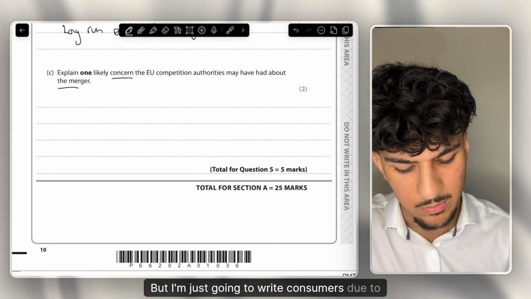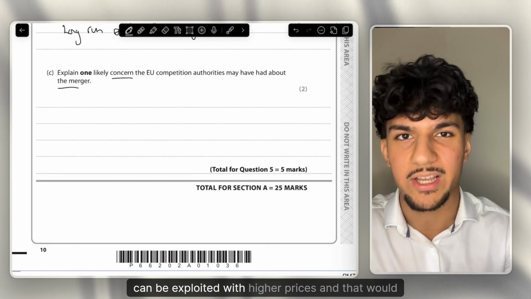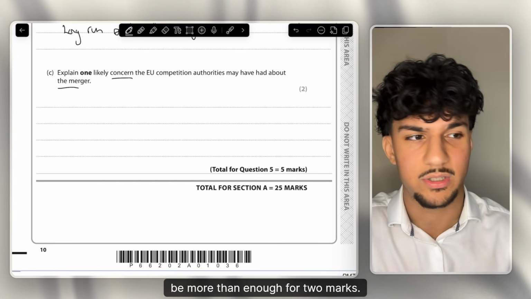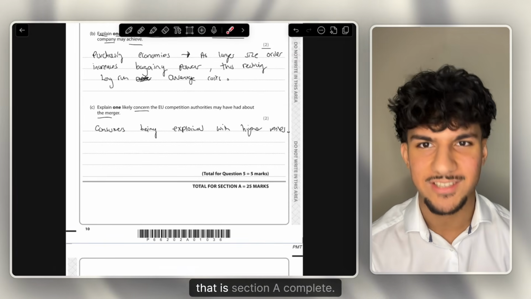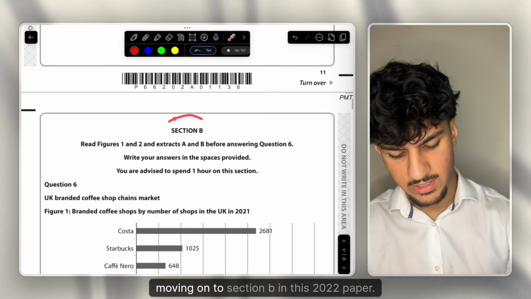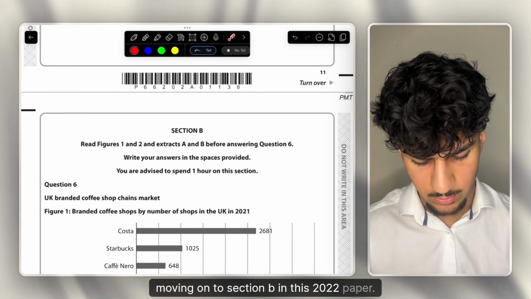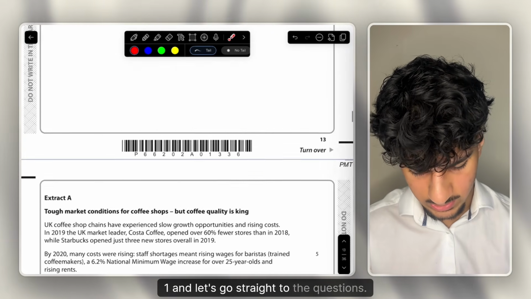But I'm just going to write consumers can be exploited with higher prices, and that would be more than enough for 2 marks. And that is 2 out of 2 marks and 5 out of 5 for question 5. And that is section A complete. Moving on to section B in this 2022 paper 1, and let's go straight to the questions.